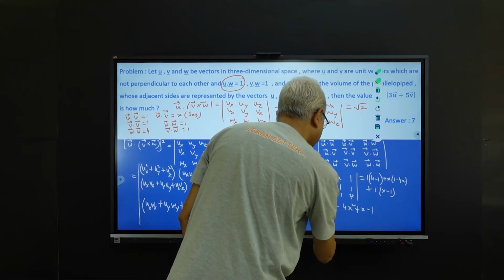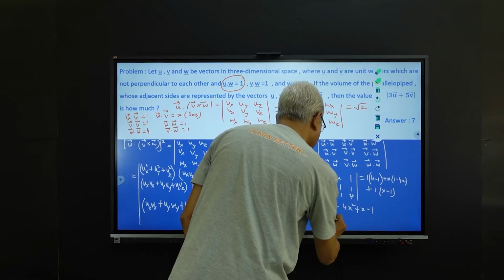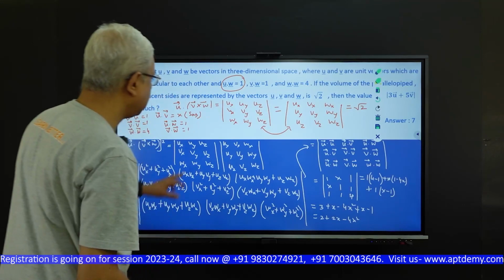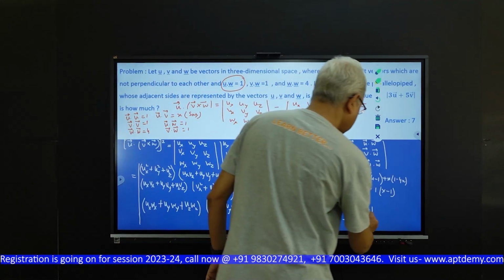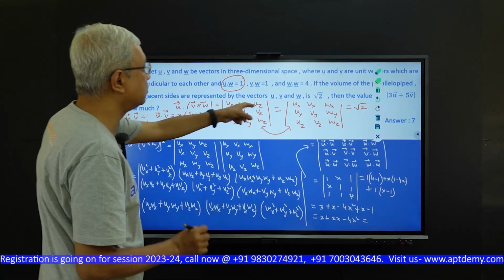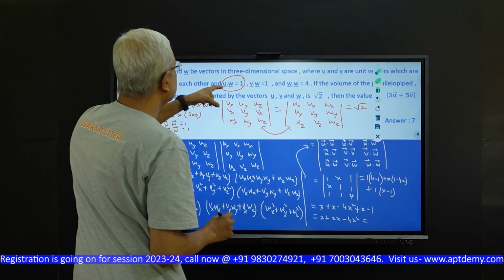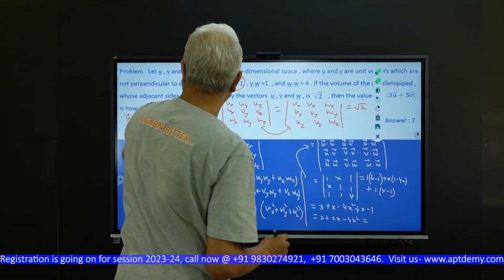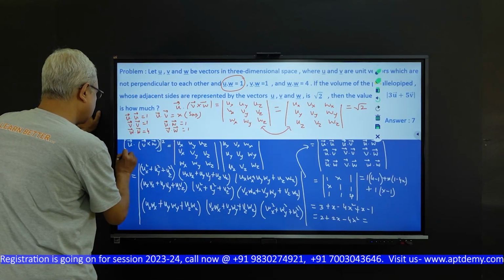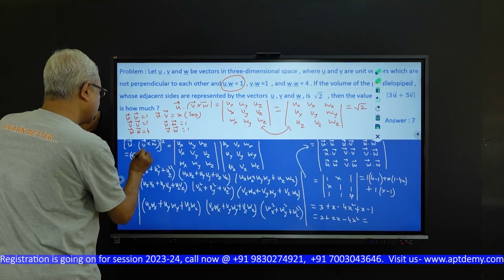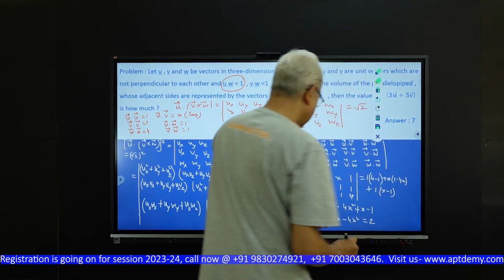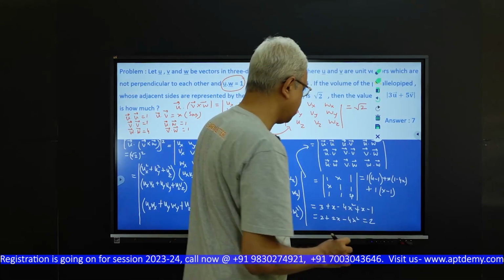So 2 plus 2x minus 4x square. So this is how much? This thing is root 2 square, because u dot v cross w is given as volume of the parallelepiped, it is given as root 2. So this is actually nothing but root 2 whole square. So that is 2. So 2 plus 2x minus 4x square is equal to 2.